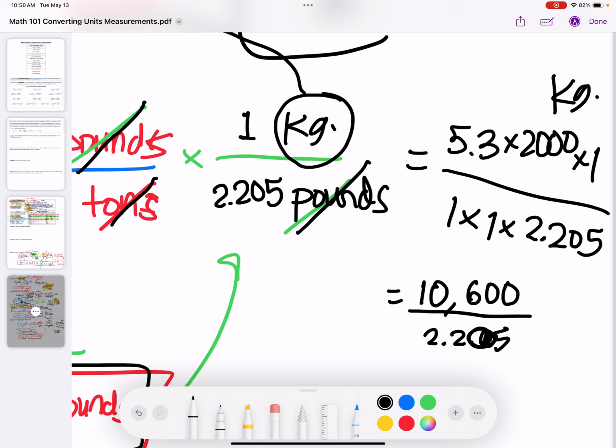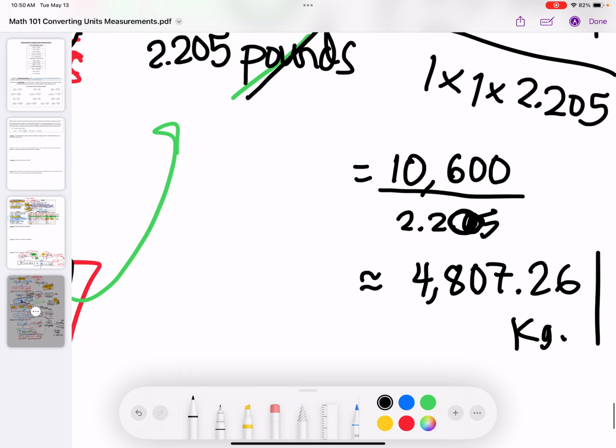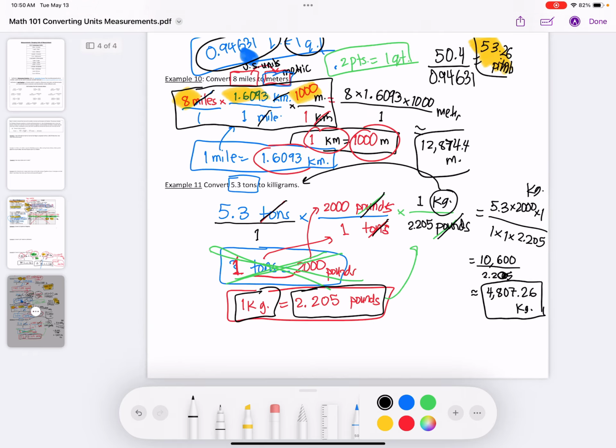Now I need to divide those. 10,600 divided by 2.205. Okay, what is that? That's about 4,807.26 or so. And we're in kilograms. Whew, that's a lot of work.